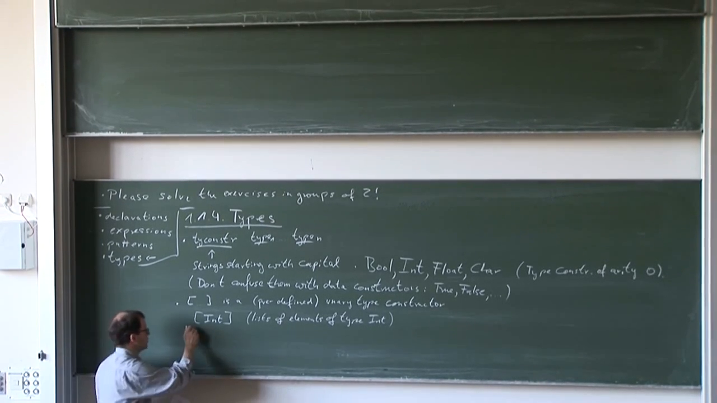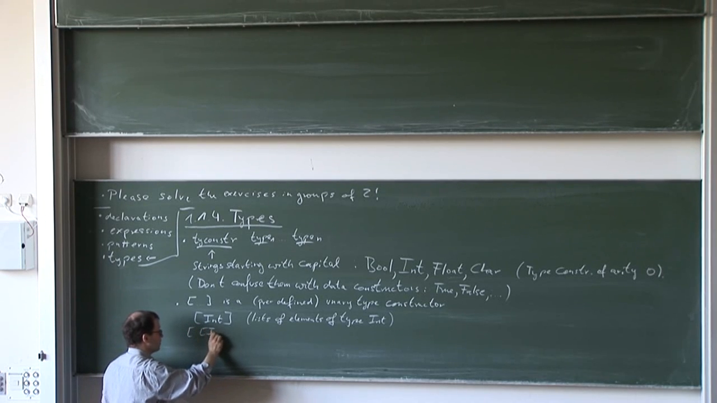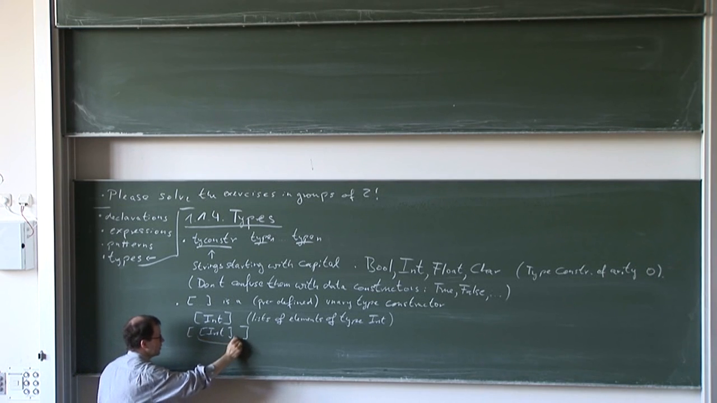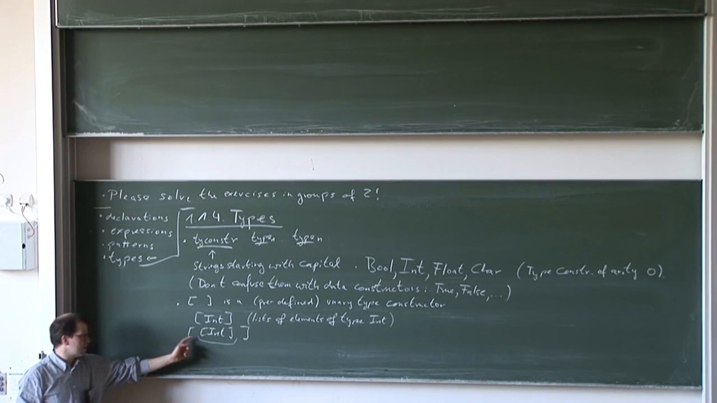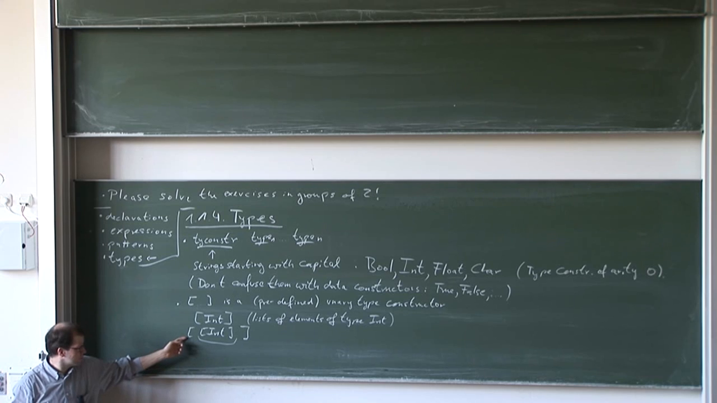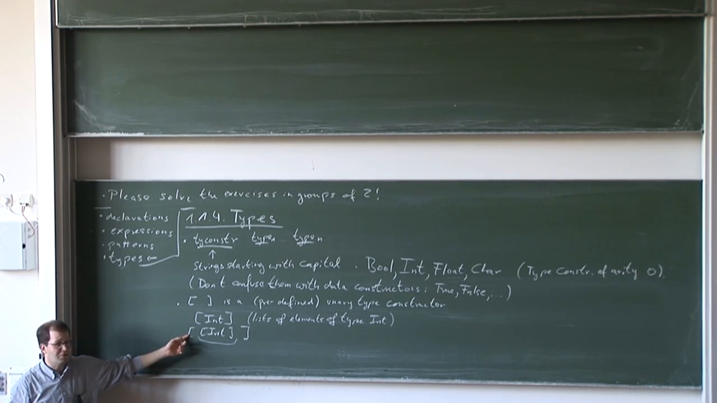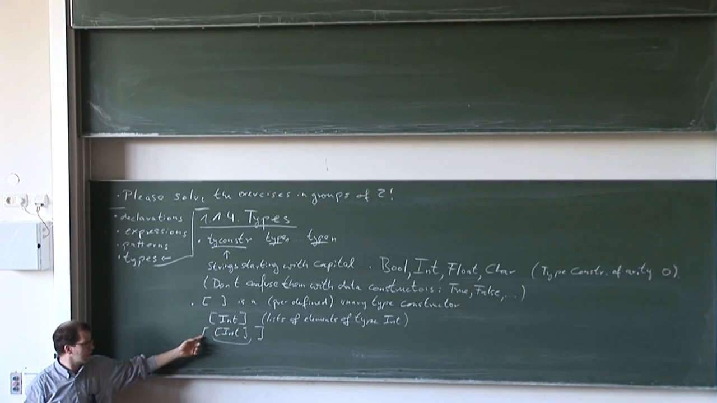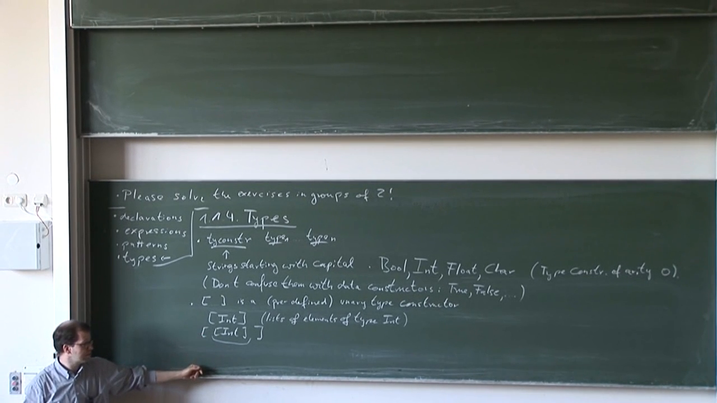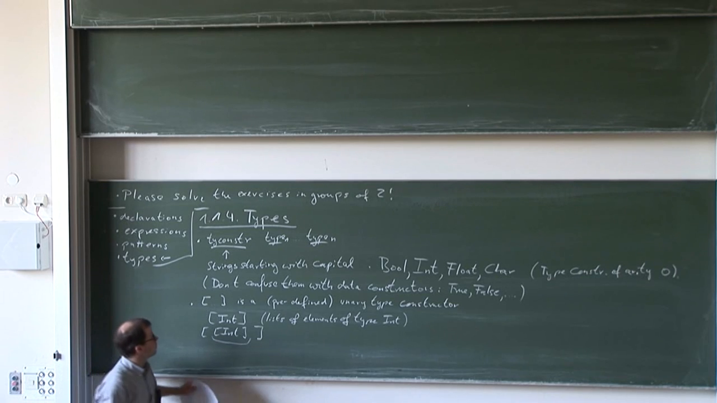Now, obviously, you can also write something like this. So this thing here is a type. And if you apply this type constructor, which puts square brackets around it, you have a new type. And this is the type of lists of lists of integers. So the elements of these lists are, again, lists. Now, this we have seen before.